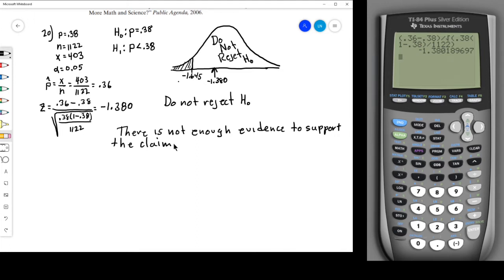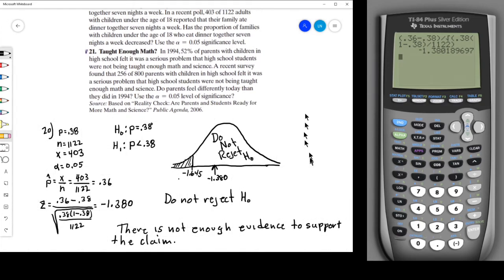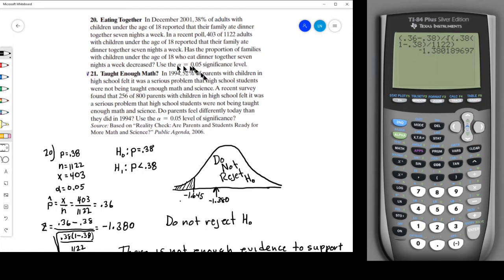There's not enough evidence to support the claim that families with children under the age of 18 eat dinner together 7 days a week less than they used to. Okay, so you would go back up here and basically just restate this.